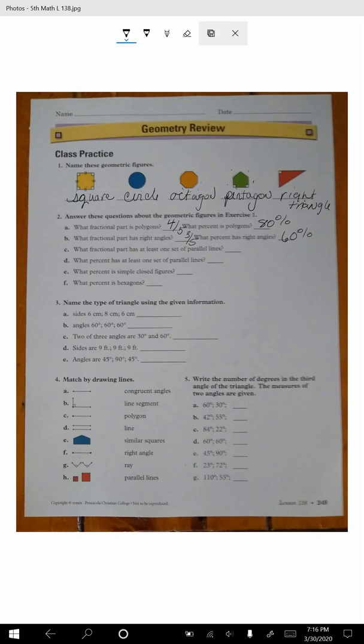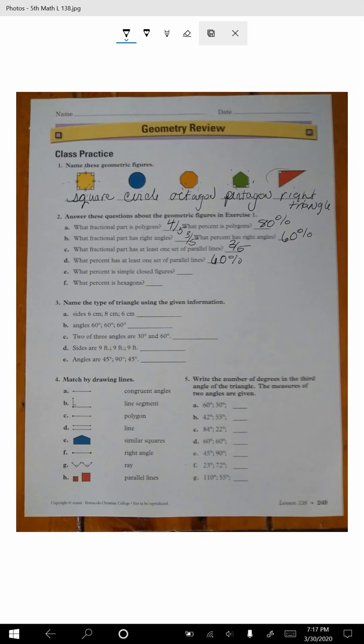What fractional part has at least one set of parallel lines? Well, the square definitely has at least one. Actually, it's 2 sets of parallel lines. This guy has a bunch of sets of parallel lines. This guy has at least one set. This guy doesn't have any sets that are parallel. So I see the square, the octagon, and the pentagon. So once again, 3/5. What percent has at least one set? Oh, wait. Yeah, now they want the percent. And what is 3/5? 60%. It's put in 2 separate lines.